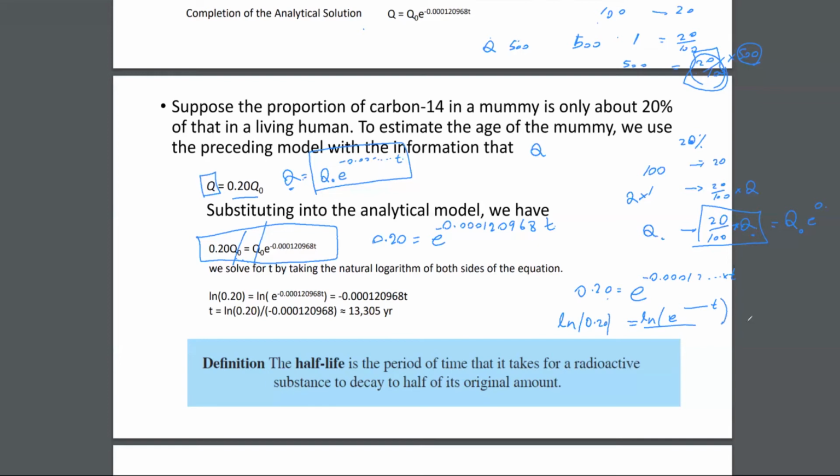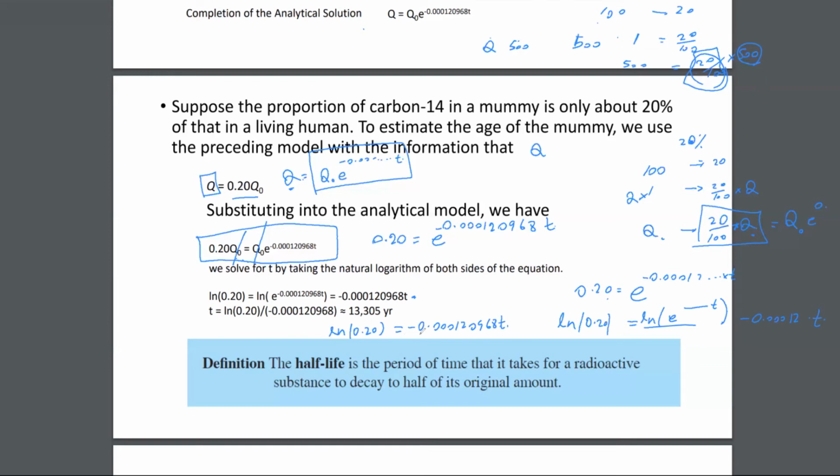This is nothing but minus 0.00012 whatever the value t, right? So that's what this equation right here. So that means on this side, I get ln value of 0.020, right? Equivalent to minus 0.0001200968 t. So how can I find t?